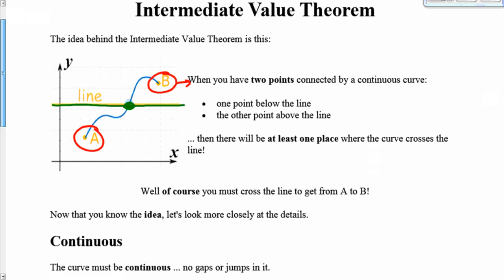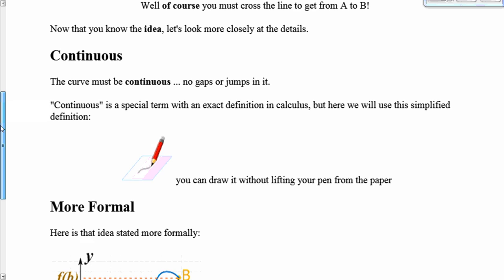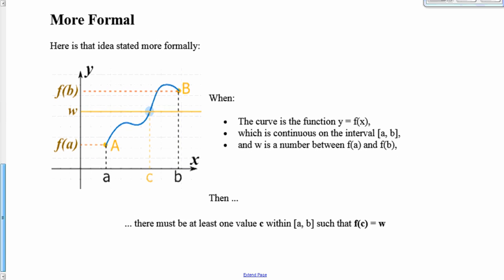So we're talking also specifically about something being continuous. In order for the intermediate value theorem to be true, the function that we're talking about has to be continuous. No gaps, no jumps, and we're going to get a better definition of continuity. Well, we got a better definition of continuity in the last video lesson. So just for talking about continuity, I can draw it without lifting my finger or my pen from the paper.